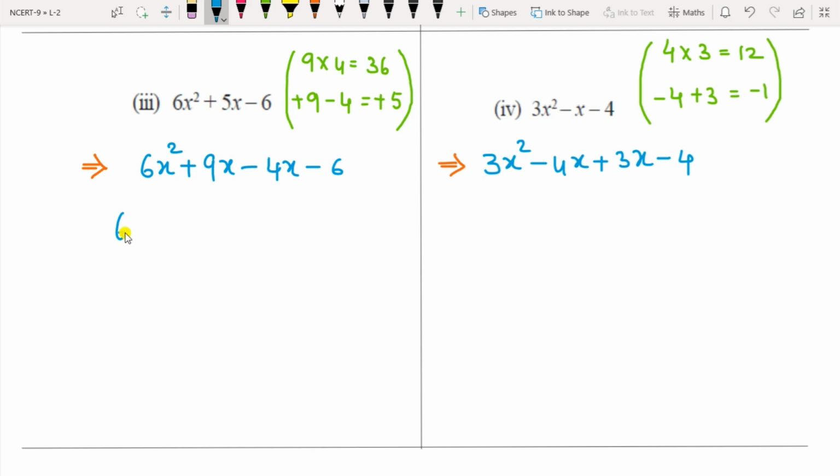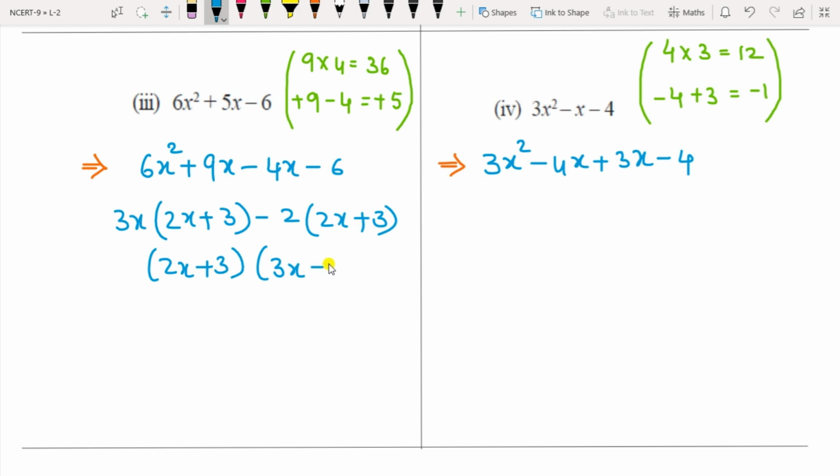So 6x square plus 9x minus 4x and minus 6. Take out common from this now. This will be 3x into 2x plus 3, minus 2 into 2x plus 3. Minus sign you have taken common, so it will be minus 2 here. So it is 2x plus 3 and 3x minus 2. Okay, so these are the factors of this px.